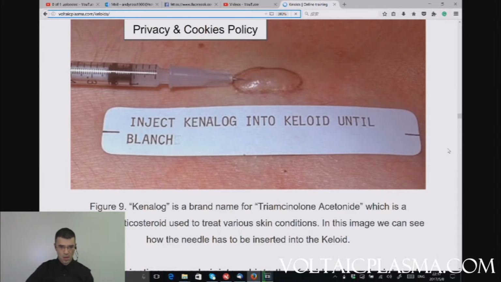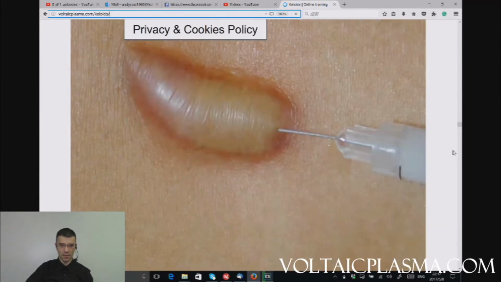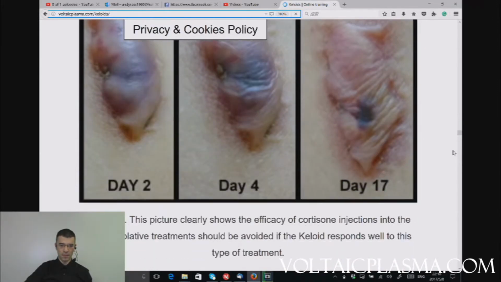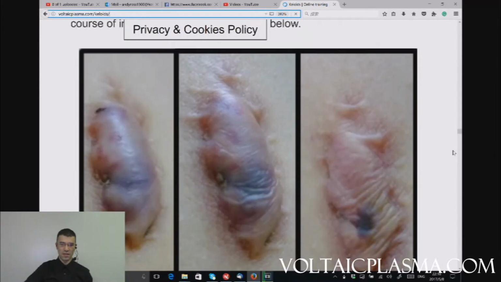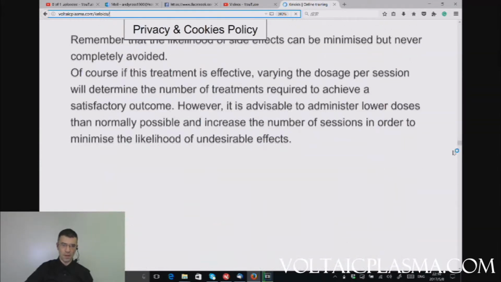As I said, the injection of certain types of steroids inside the keloidal formation causes the keloid to shrink over time. This is another picture illustrating the same treatment, which is a medical treatment in this case, because we're injecting a pharmaceutical or a particular drug, and it's quite effective. This picture is just to show you the effects of administering this cortisone inside the keloids, and it's quite a good picture, and it's quite an effective treatment too.